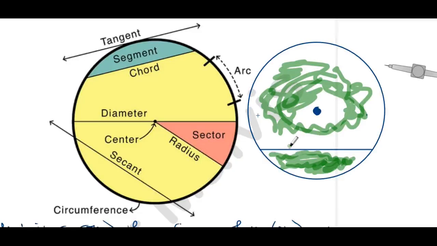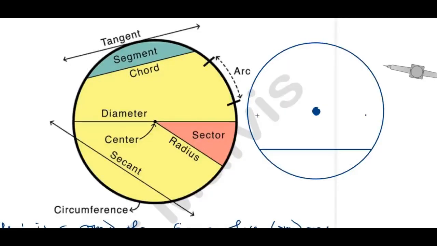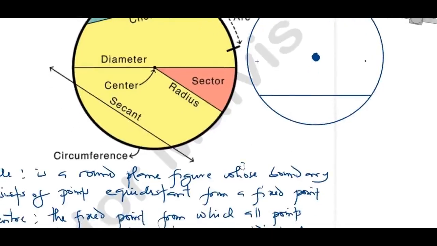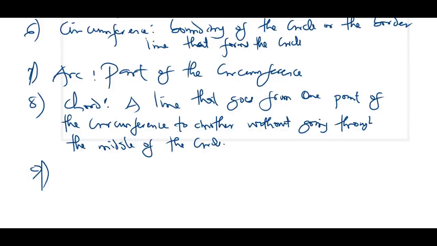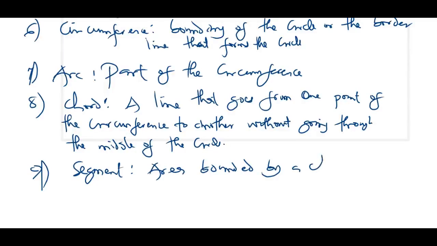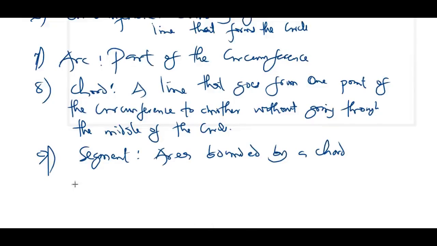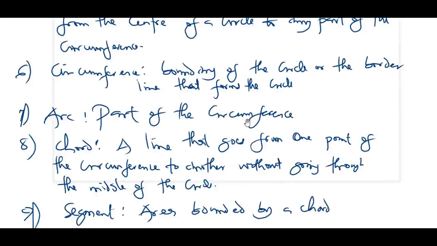So the area bounded by a chord is known as a segment. So let's take note. A segment, that is, the area bounded by a chord. So we have the major segment and we have the minor segment.